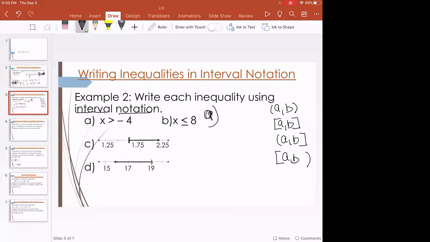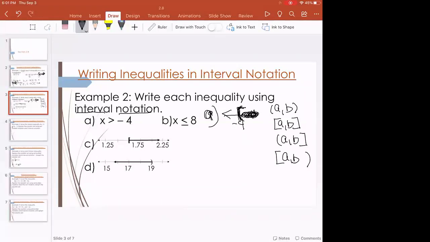I want everything greater than -4. So I'm only given one value. If I think of a number line, okay, so I'm going to do my number line here. Here's -4. It's greater than, so it goes to the right. And it's not equal to, it's a parenthesis.